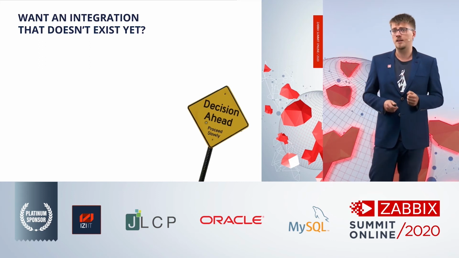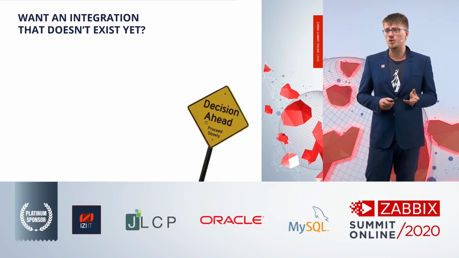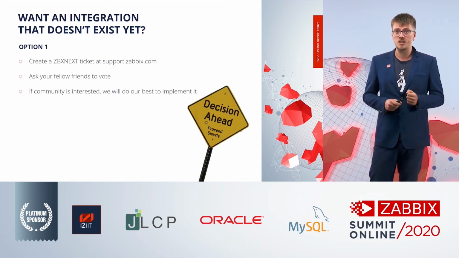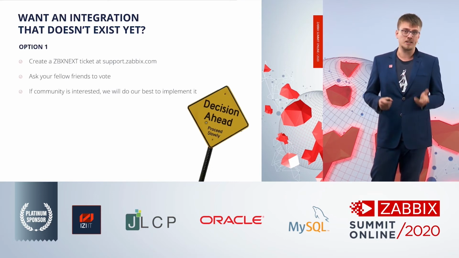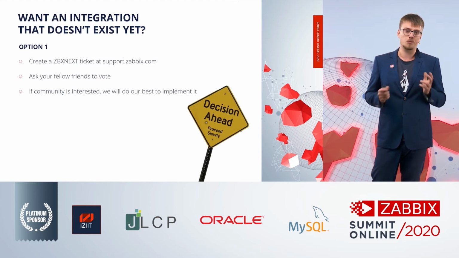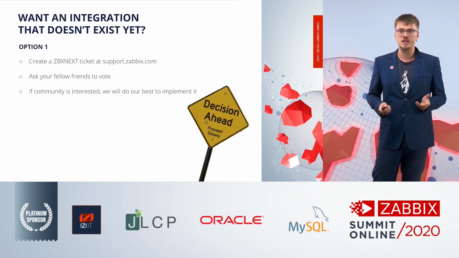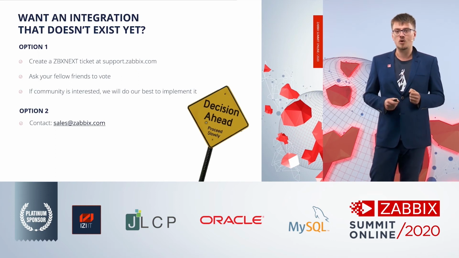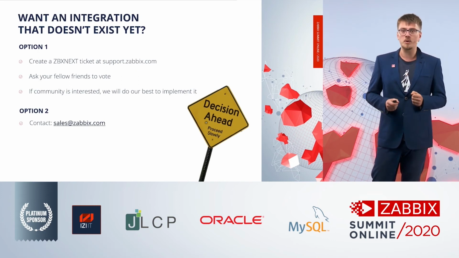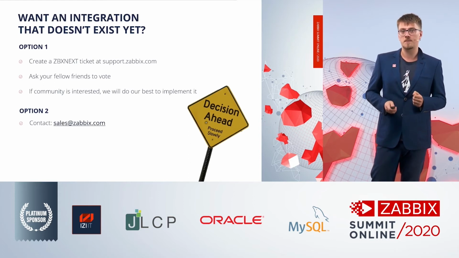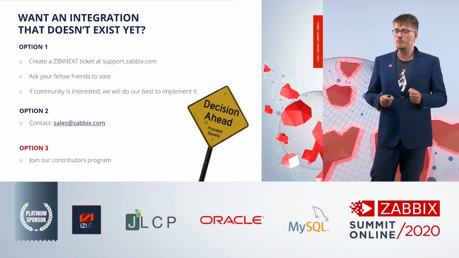But what if an integration doesn't exist yet? Tough decision. There have always been two options. The first one being create a Zabbix Next ticket at support.zabbix.com, ask your fellow friends to vote, and if there's community interest, we'll do our best to include it in our roadmap and implement it. The second option, contact sales at zabbix.com. Our friendly folks will be happy to accommodate any request for your integration creation service. And now there's an option number 3.